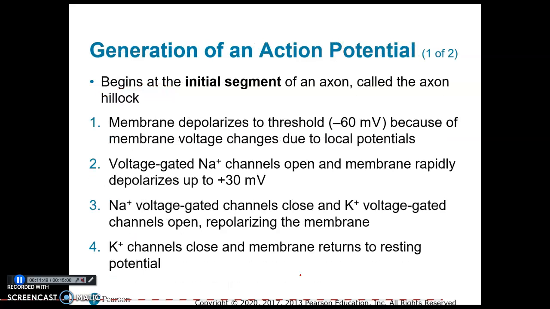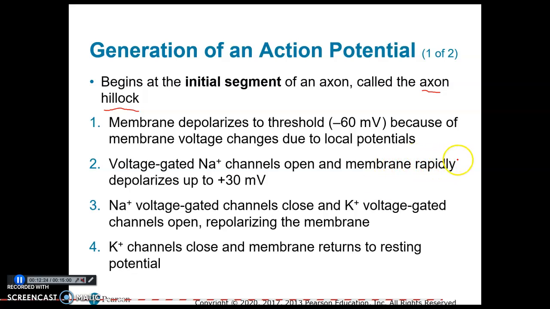And these are the steps of the action potential. I'll read through them. The action potential begins at the axon hillock, which is the beginning portion of the axon. And what happens is step 1, the membrane depolarizes to threshold, which is negative 60 millivolts. And what causes this are graded or local potentials that are generated along the dendrites or the cell body of the neuron that lead to opening of sodium channels at the axon hillock.